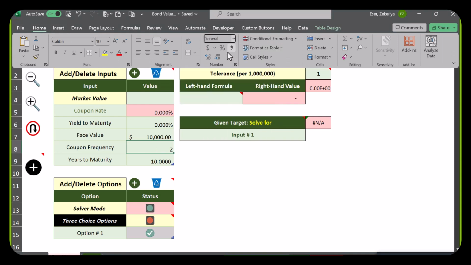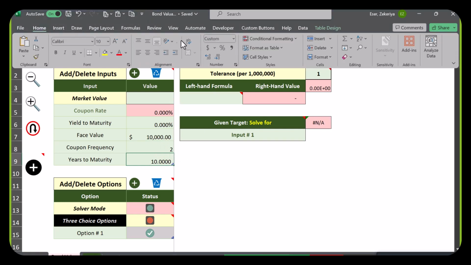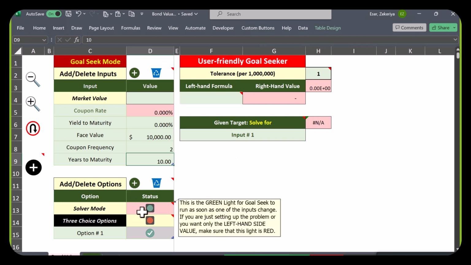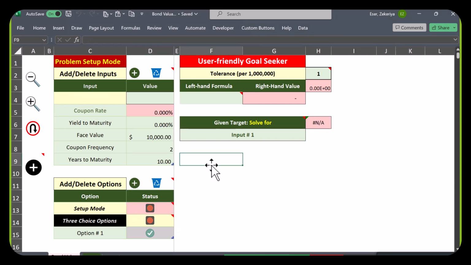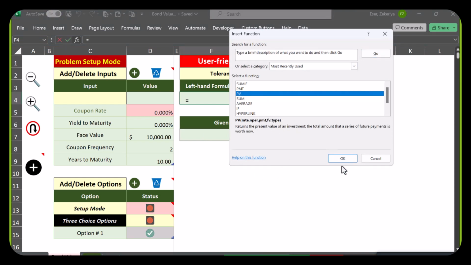It's going to be general. And on that, 2 is more than enough. And right here, I need to write a formula to calculate the value of the bond. Thankfully, we have the PV function. So I'll find that function.